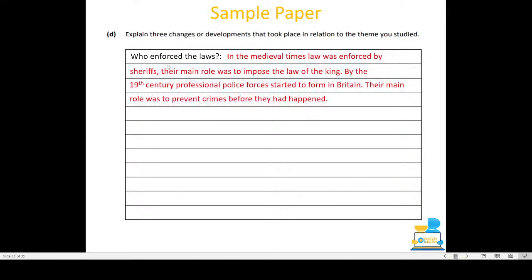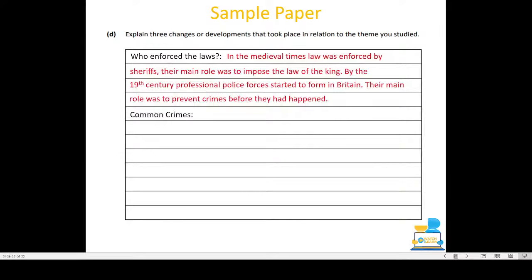And it's important here, if you look at my answer, I've only focused on 2 of the time periods I was looking at, because it just says explain 3 changes. So here's my first change, or development that took place in relation to the theme you studied. The theme was crime and punishment. That doesn't mean you need to put down every single time period you focused on, because you only have this small amount of space, okay? And you have to write 3 changes. So if you focus on 2 time periods here, that is perfectly fine, okay? So we've referenced that they had sheriffs and what their main role was, and then later on we talked about how that has changed, okay? So the king had sheriffs, and then we talk about professional police forces that are set up.